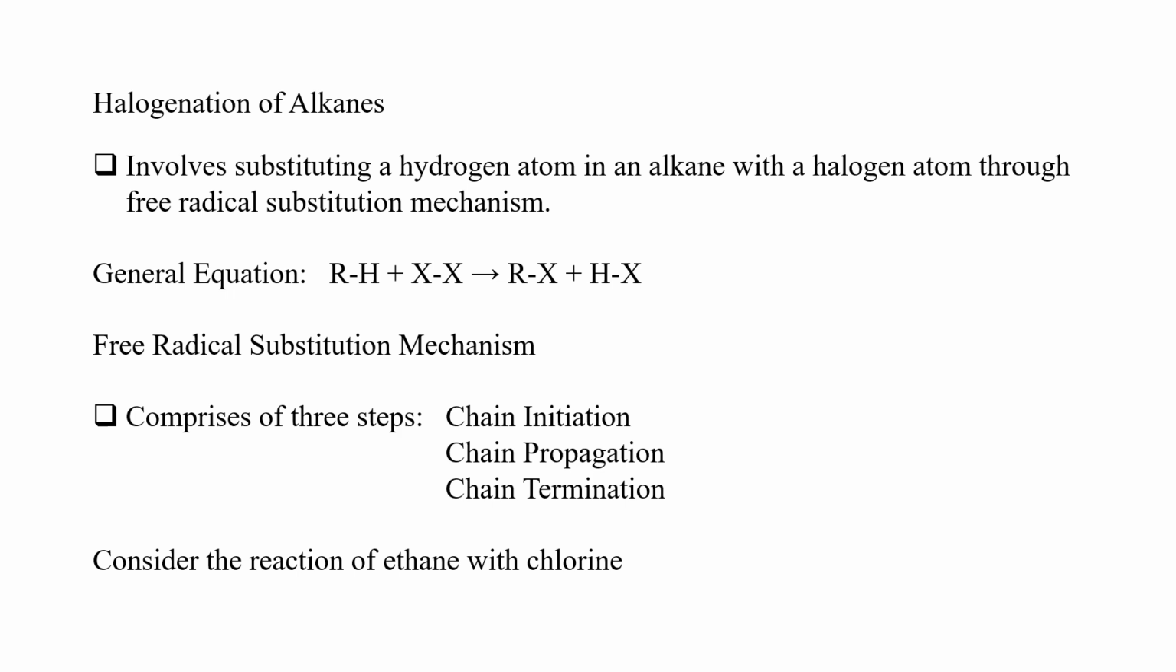Now, for us to achieve halogenation of alkanes, there has to happen what we call the free radical substitution mechanism. And this mechanism comprises three steps. That is the chain initiation, chain propagation, and chain termination. For this class, I want us to consider the reaction of ethane with chlorine.